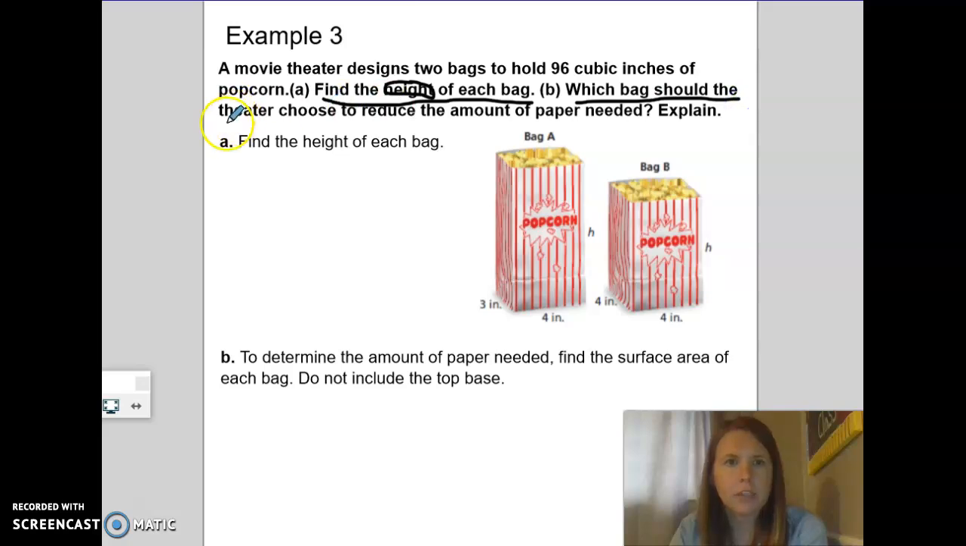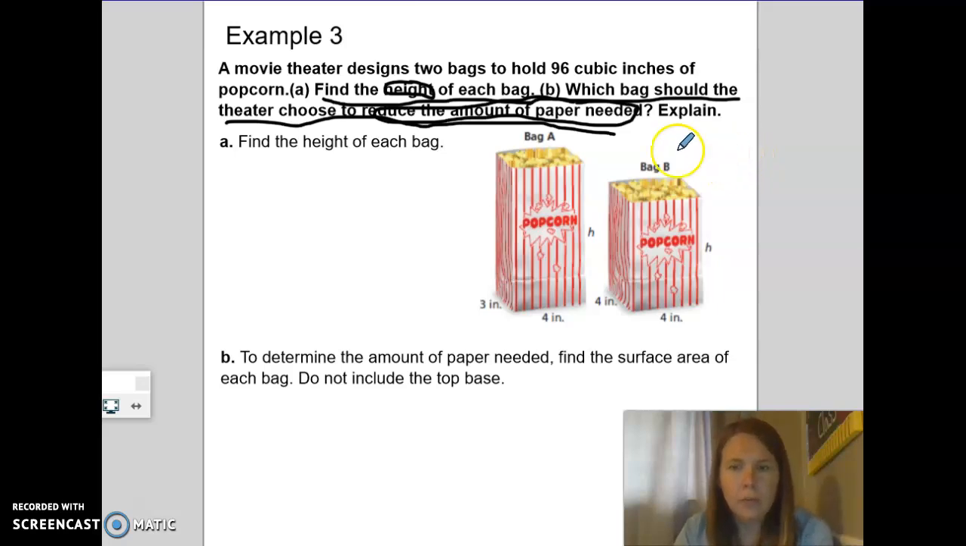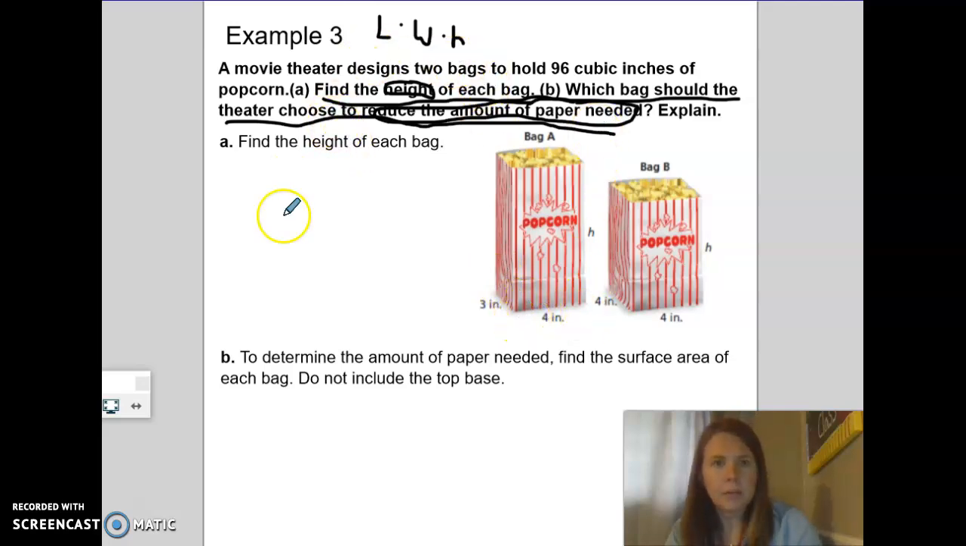Ultimately, they don't want to waste paper, so the company wants to figure out which is going to have the least amount of paper. And we need to explain our thinking here. If you remember in lesson 1, I told you that a rectangular prism has a volume of length times width times height. So when I set up all of these, I'm taking my length times my width times my height.